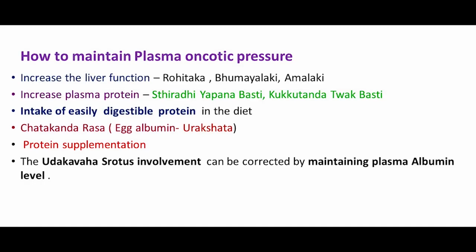Urakshata, Acharya explains about Chatakanda Rasa. That is egg albumin, which increases the albumin level, because we know that egg albumin is rich in albumin. This albumin increases the protein level, and it helps to maintain the plasma oncotic pressure. Then Udakavaha Sroto's involvement can be corrected by maintaining the plasma albumin level. Very clear. So this is how to treat the Udakavaha Sroto Dushti.